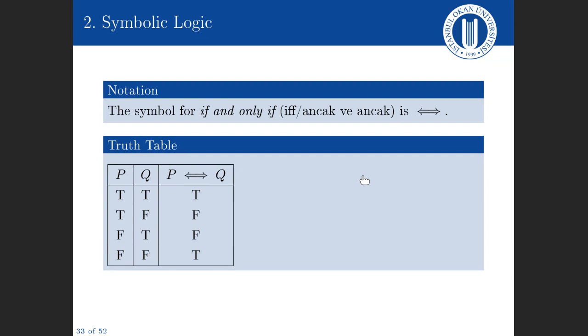The symbol for if and only if, which I might abbreviate to IFF, that's if and only if, the first two letters in the final one, is this double-headed double arrow. And this means that P and Q are the same.